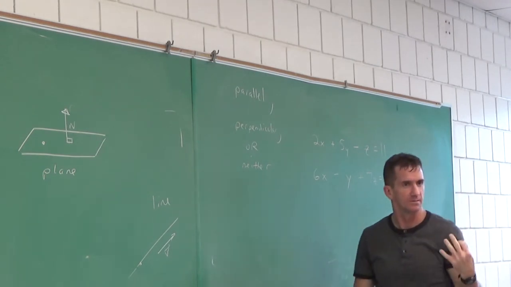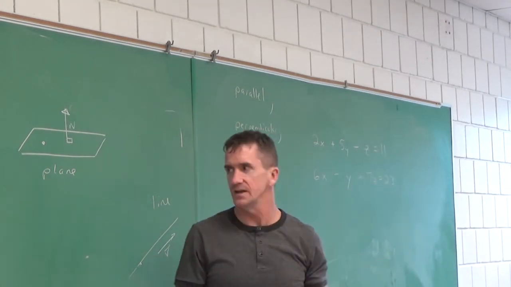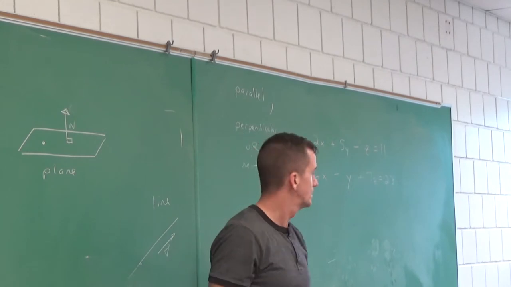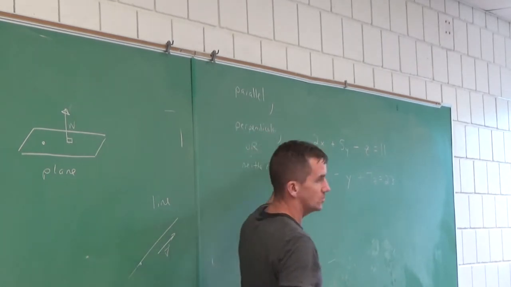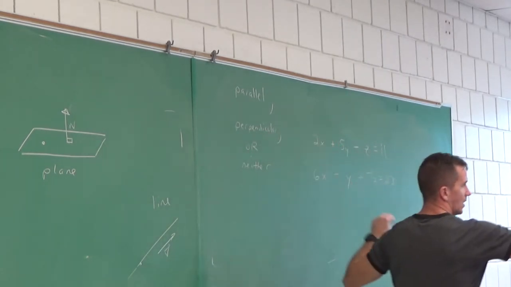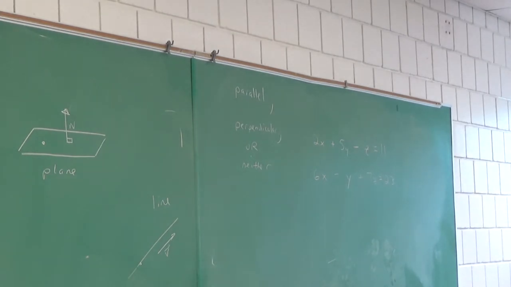Do you all agree? You know, the x, the y, the z, there are numbers in front of them just like we had before. My question is, we have to determine whether these two planes, this is one plane, this is another plane, are they parallel, are they perpendicular, or are they neither?